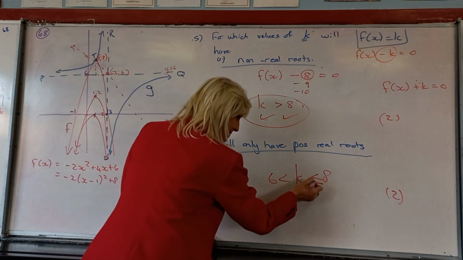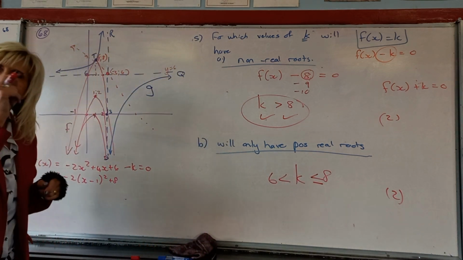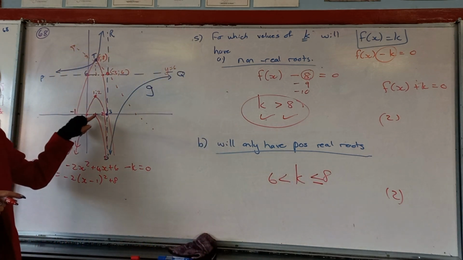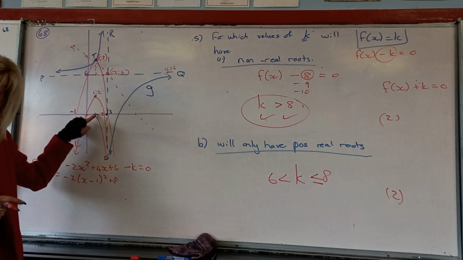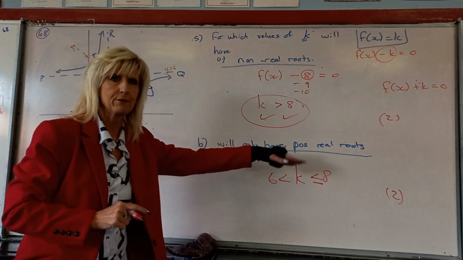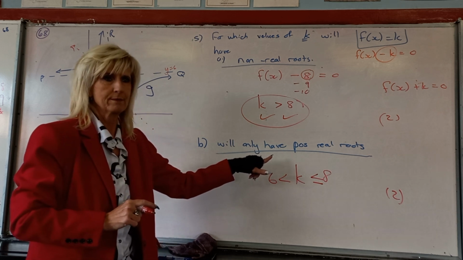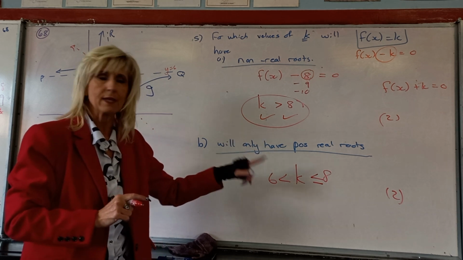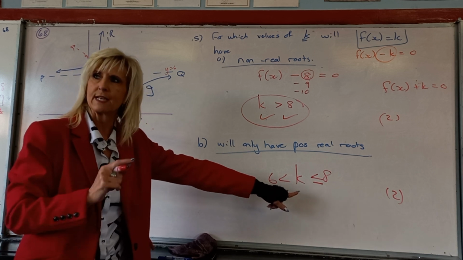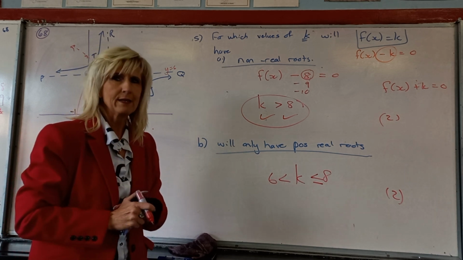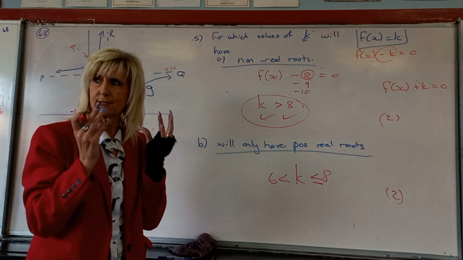Yes. Because if it's a move of exactly 8, does it have a real root? What do I want? Positive real roots. They never said 2 positive real roots. If they said 2, then I have to exclude the 8. Because that's only going to give me 1. I think you need to go 2 on this.